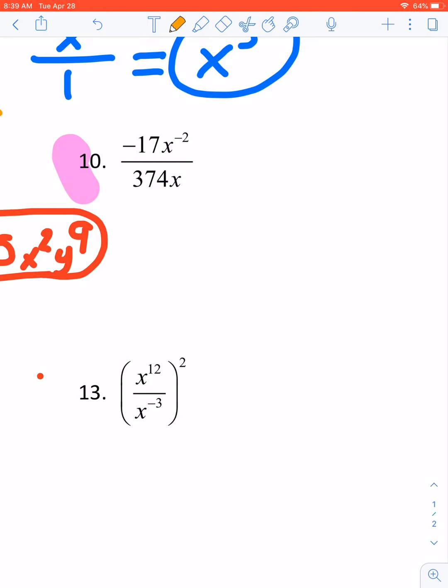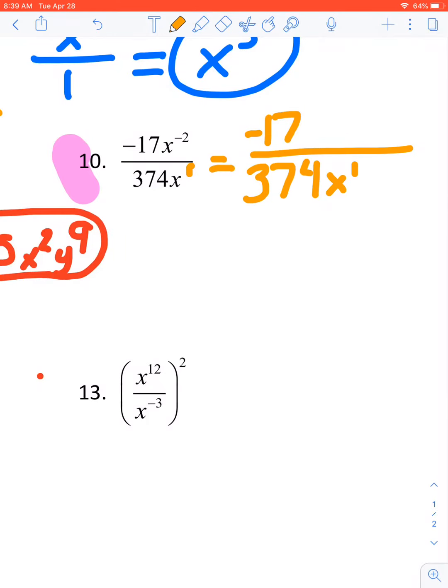So I have negative 17 over x to the negative 2. There's a 1 on that x. I'm going to move it. So I'm going to first move things around. So my negative 17 is fine because my exponent is not negative. It's just a negative number. I'm going to get 374 here. That x to the 1 is fine. And that x to the negative 2 tells me, nope, you need to move it to the bottom.